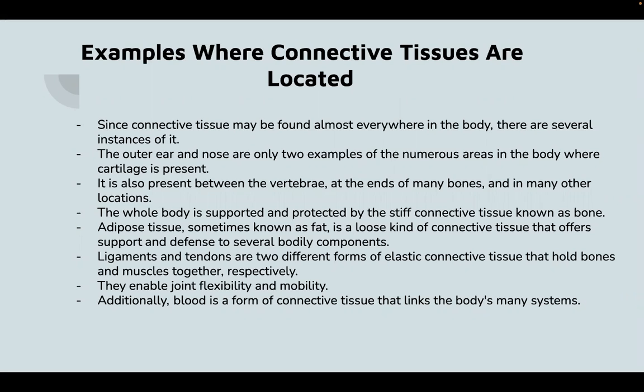The whole body is supported and protected by the stiff connective tissue known as bone. Also, adipose tissue, sometimes known as fat, is a loose kind of connective tissue that offers support and defense to several body components. Ligaments and tendons are two different forms of elastic connective tissue that hold bones and muscles together, respectively. They enable joint flexibility and mobility, and additionally, blood is a form of connective tissue that links many systems in the body.